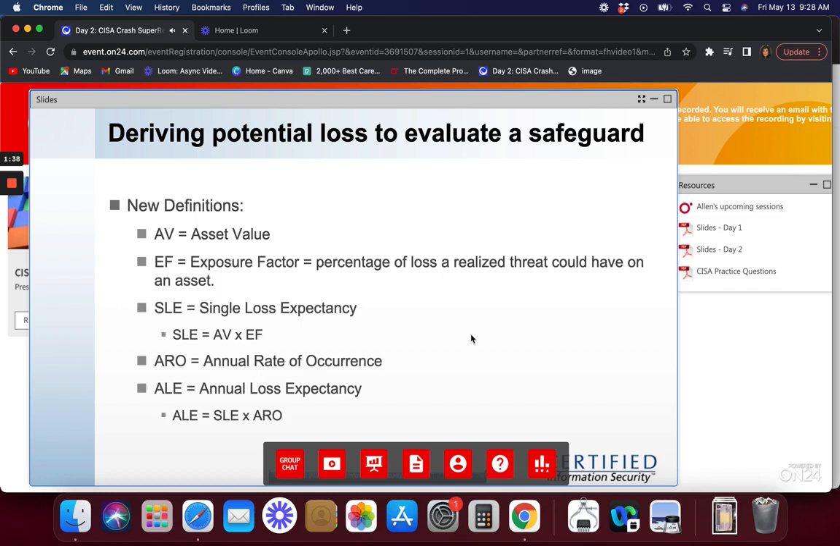What if I have a $10 asset, but every time the disruption happens, I only lose 10% of it? Well, that means your asset value is 10, the exposure factor is 10%, so the single loss expectancy is 1/10. That would be $1 of the 10 lost every time it happens. Okay, so I know how much I lose every time it happens, single loss expectancy. Can we annualize that? Well, sure we can. Just tell me how many times it happens in a year.